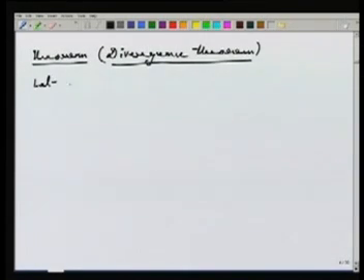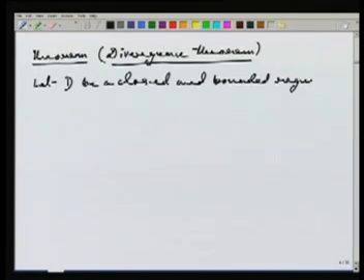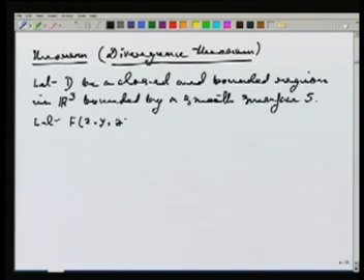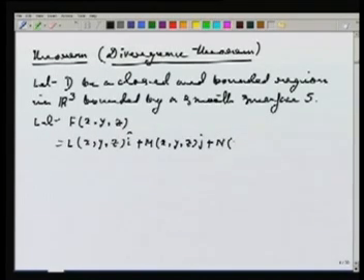So let D be a closed and bounded region in R3 which is bounded by a smooth surface S. Let F be a vector field, so it is given by F(x,y,z) equals L(x,y,z)i plus M(x,y,z)j plus N(x,y,z)k.